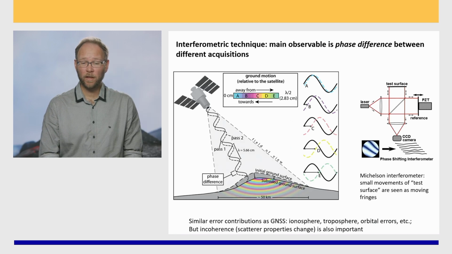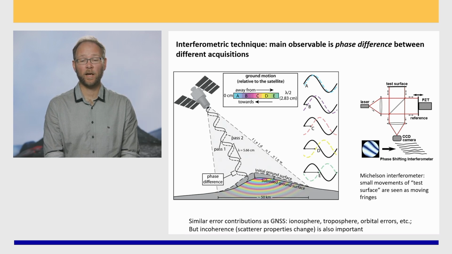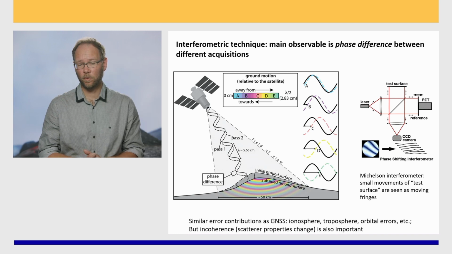So it's an interferometric technique. If people remember the Michelson interferometer, it's a common physics experiment that is sometimes done. Seen here on the right, look at a test surface that is moved by tiny amounts, then there is a fringe pattern formed by the constructive and destructive interference of light. Addition of waves, basically. The same principle applies when using InSAR data.